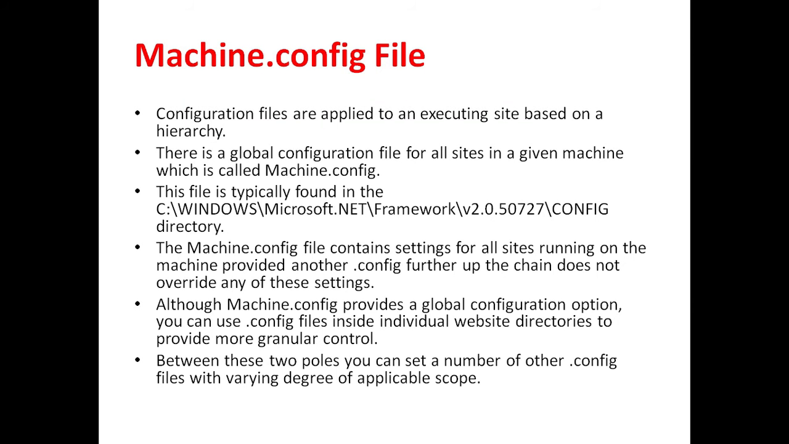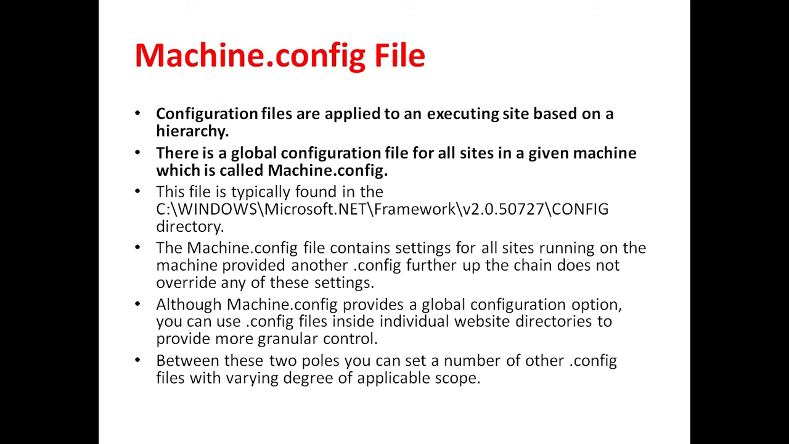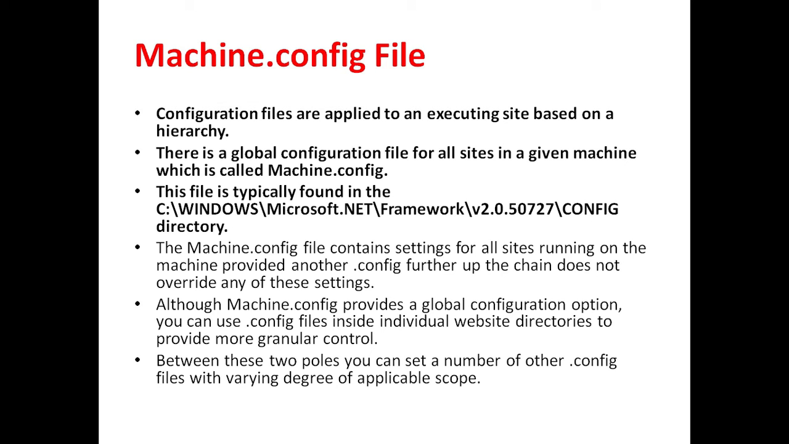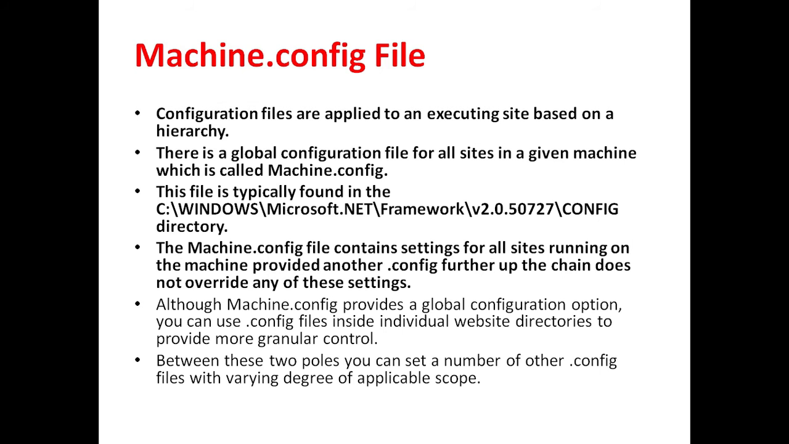Next we will see machine.config file. Configuration files are applied to an executing site based on a hierarchy. There is a global configuration file for all sites in a given machine, which is called machine.config. This file is typically found in the config directory, which is based under the Microsoft.NET Framework folder. The machine.config file contains settings for all sites running on the machine, provided another config file does not override any of these settings.